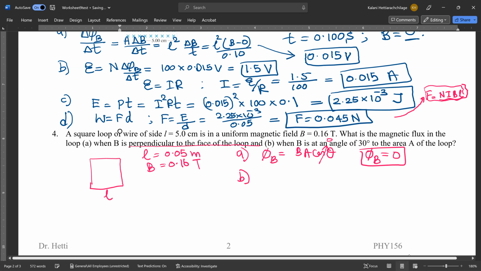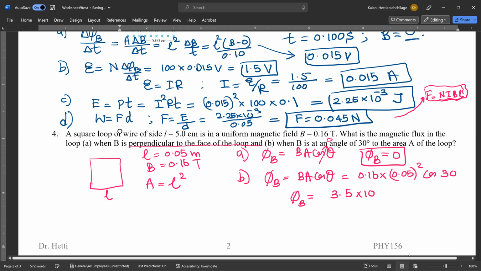Now part B, when B is at an angle of 30 degrees to the area, how do you calculate magnetic flux? Magnetic flux will again be B times A times cosine of theta. So that will be 0.16 Tesla times area L squared, since it is a square, so 5 squared, and cosine of 30 degrees. That will give you a magnetic flux of 3.5 times 10 to the negative 4. What will be the units of magnetic flux? Webers.